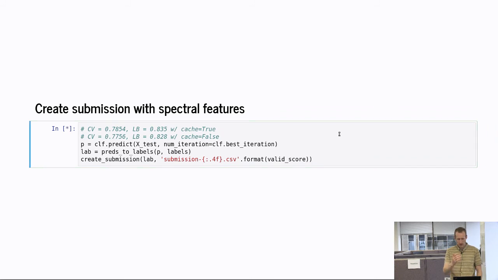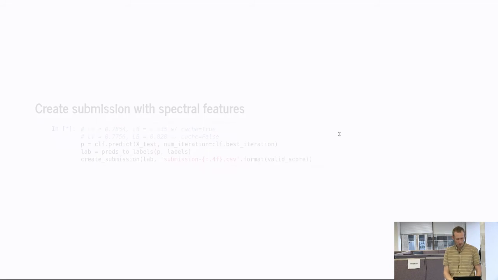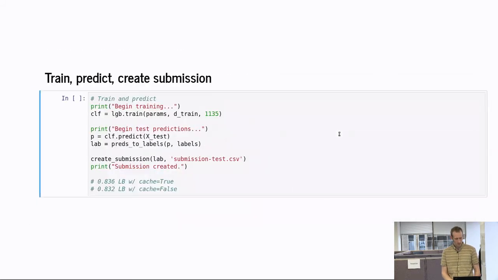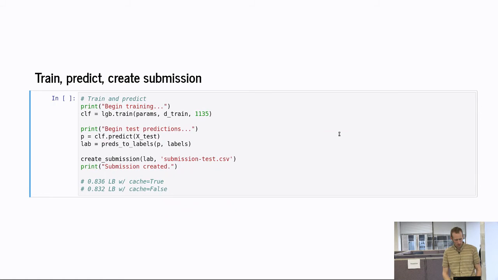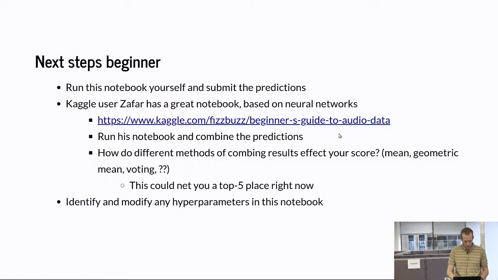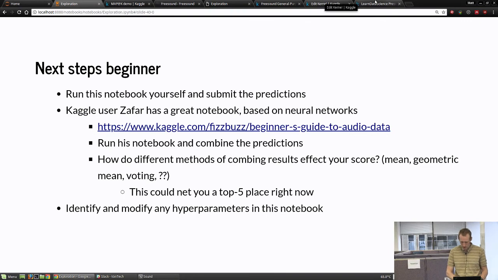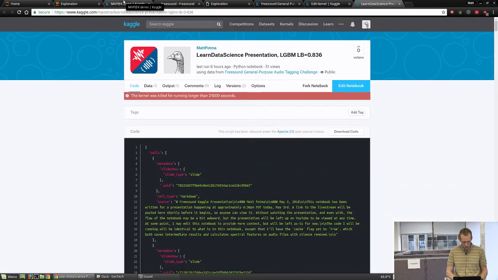And then the same function to just create a submission. It takes a minute to run through all the predictions. So that's what I've got. It ends up with 0.836 on the leaderboard. So I'll just take a look at the leaderboard. Oh, killed for taking too long.